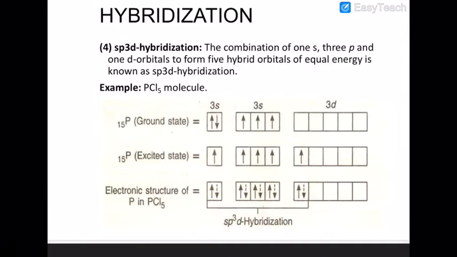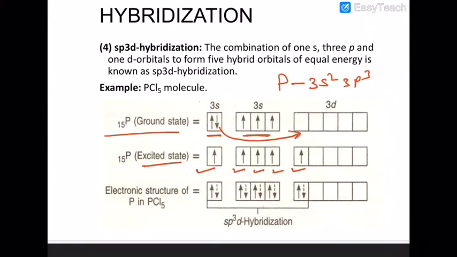Now look at that here. In this case, phosphorus has the configuration 3s2, 3p3. On excitation, what will happen? This electron will go to the vacant available d orbitals. So 1, 2, 3, 4, 5. These 5 orbitals will undergo hybridization to give you an sp3d hybrid orbital. These 5 orbitals will give you a shape of what? A shape of trigonal bipyramidal.